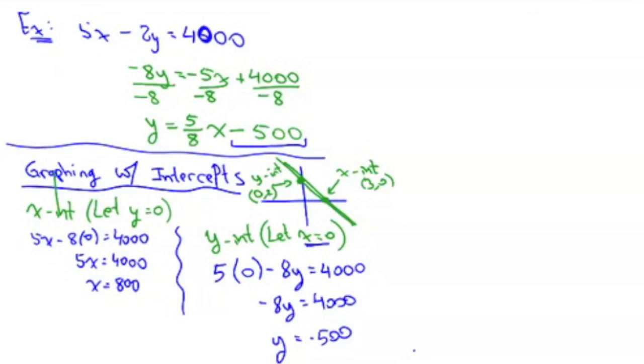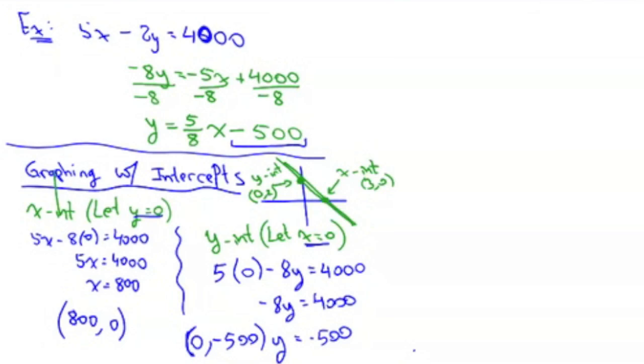All right, so what coordinate is the x-intercept as a point? I mean, 800, 0. The x-coordinate is 800. The y-coordinate was chosen to be 0. What's the coordinate for the y-intercept? 0, negative 500.